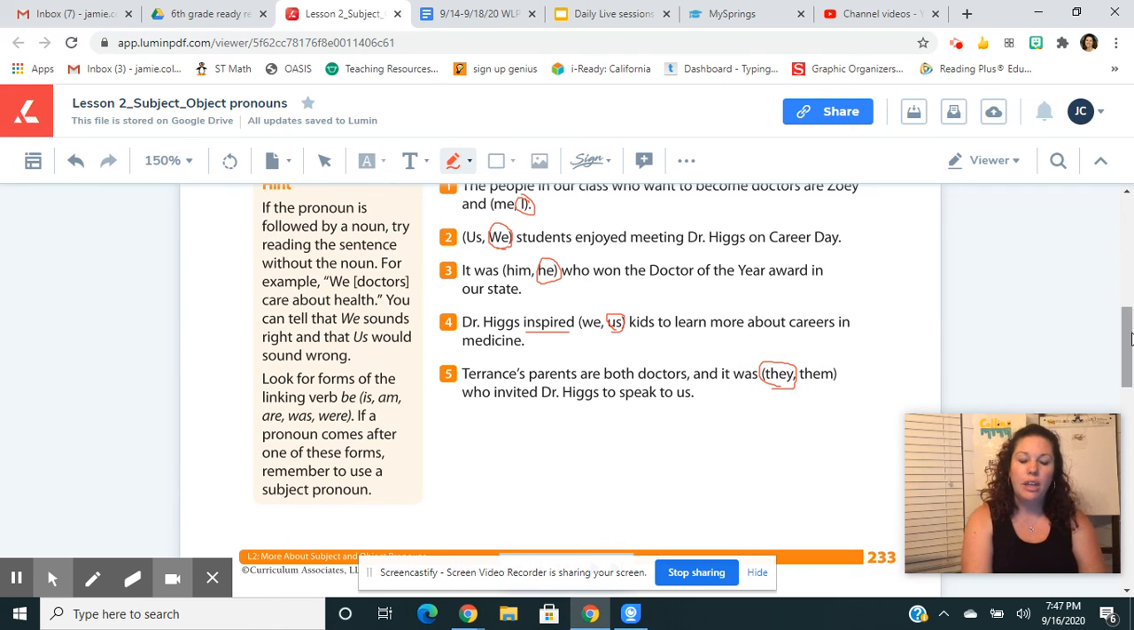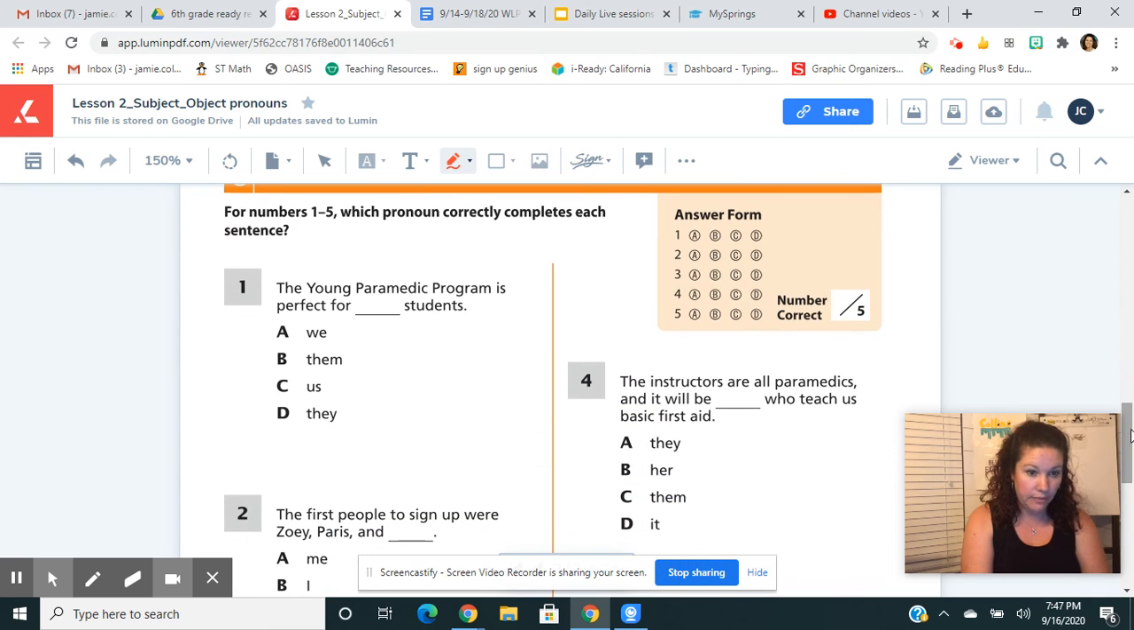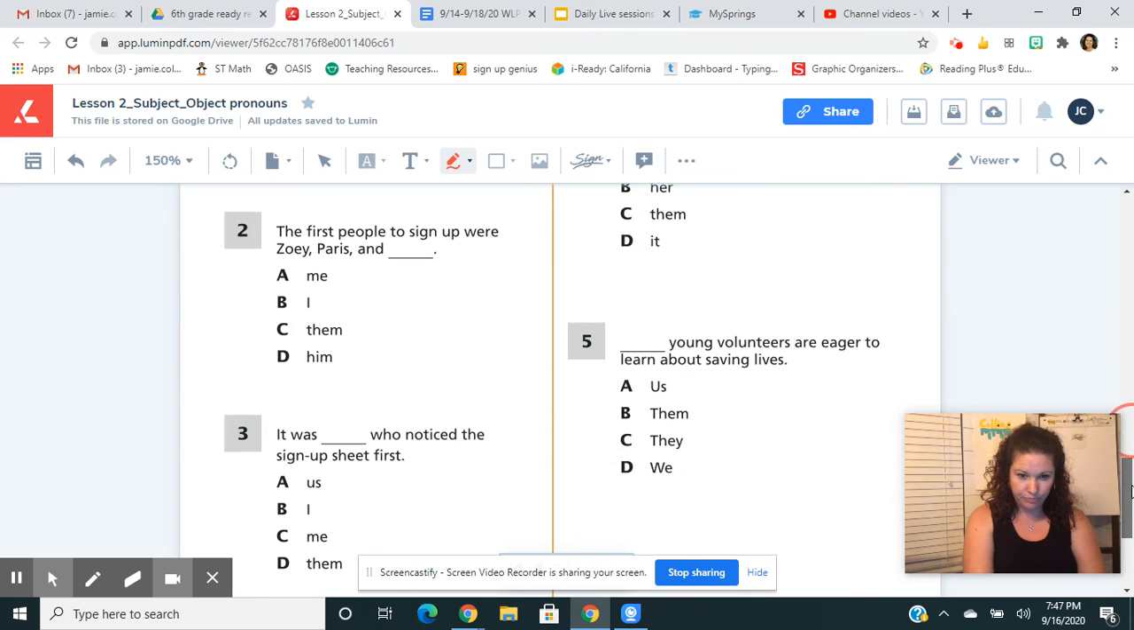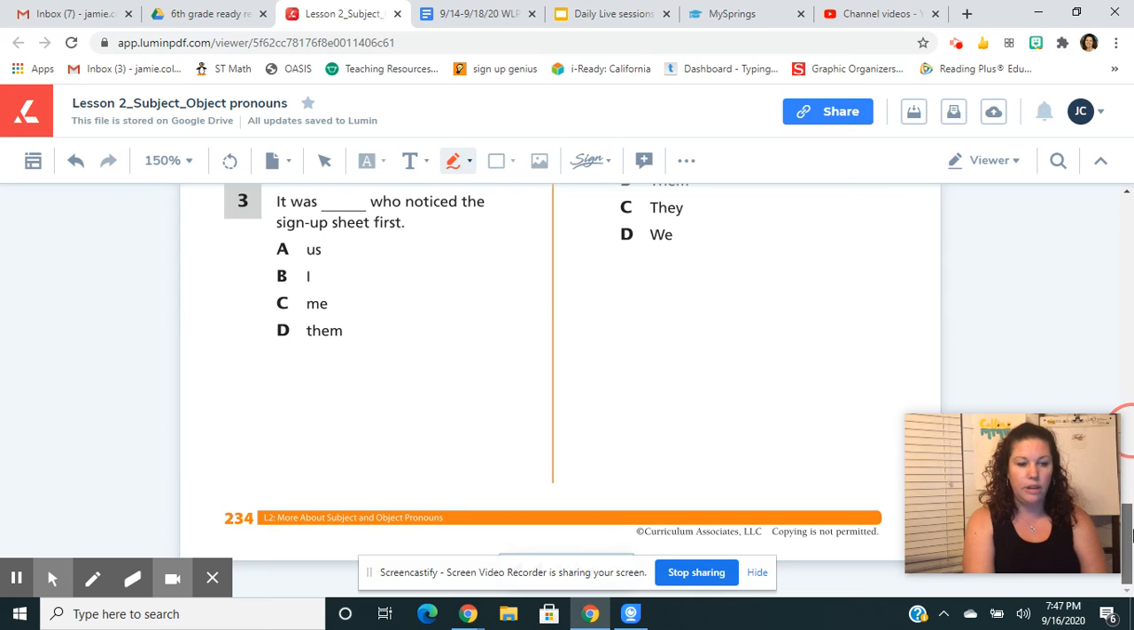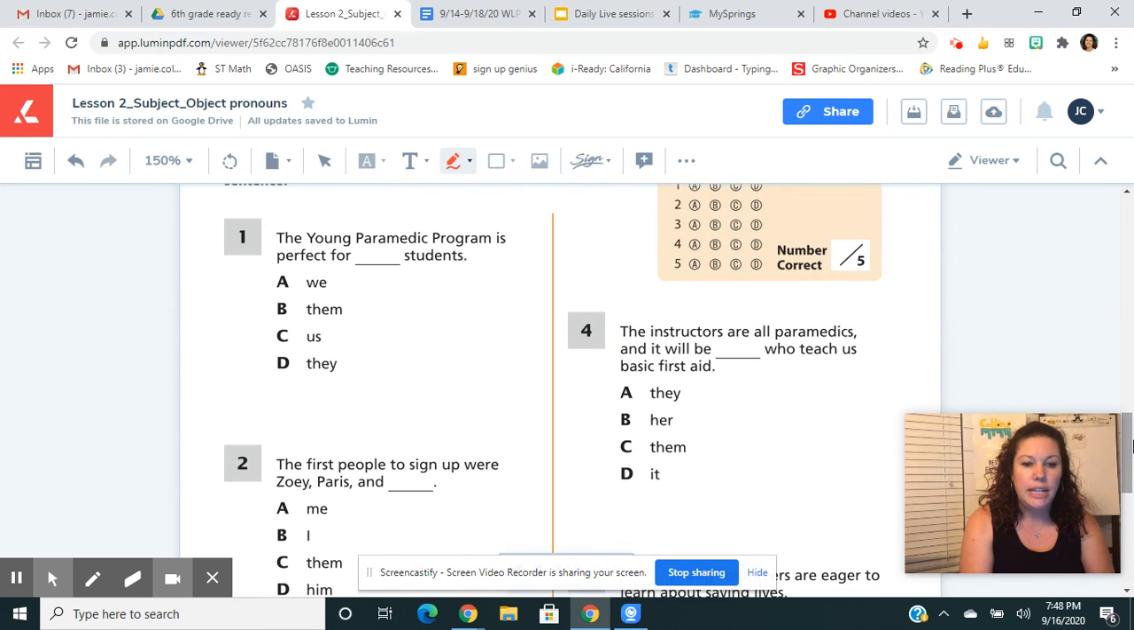There you go. Okay, so now what you're going to do is answer these next 5 questions on page 234. You're going to choose the best pronoun for the sentences that they give you. You're going to take a picture, scan, or put your answers in the text box on Canvas and submit it. And then we'll go over these on Friday before you have your quiz.